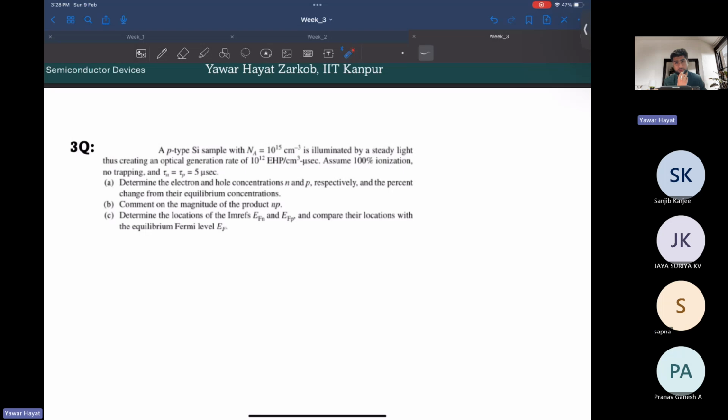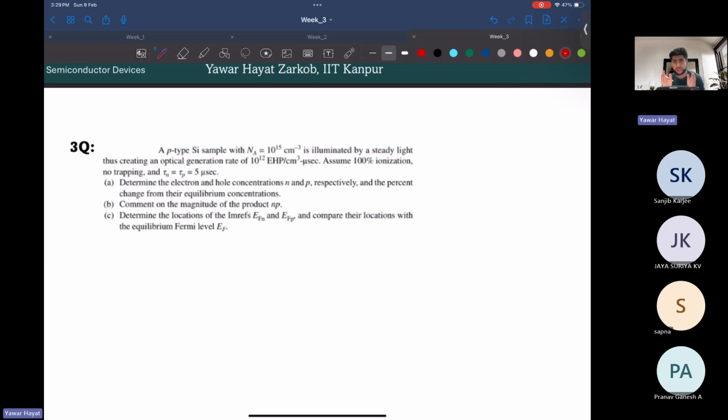Electrons, acceptors. Acceptor ions lead to holes, right? When you want to make a sample p-type, you dope it with acceptor ions, and you thereby increase the sample's hole concentration. That is the idea, right? So this would lead to hole concentration. So what is the hole concentration?